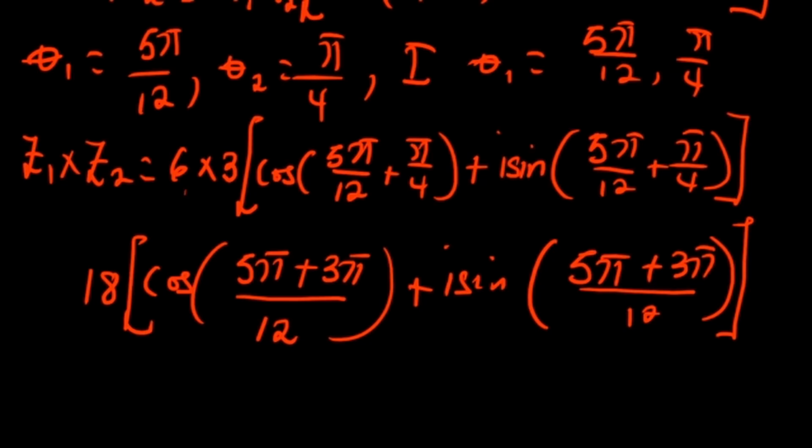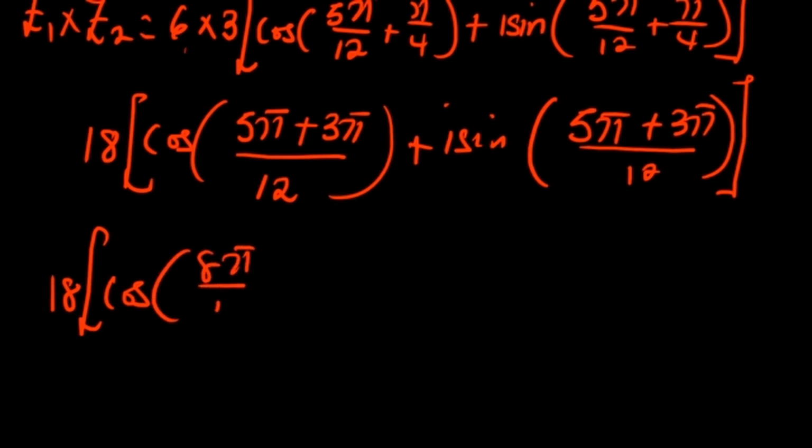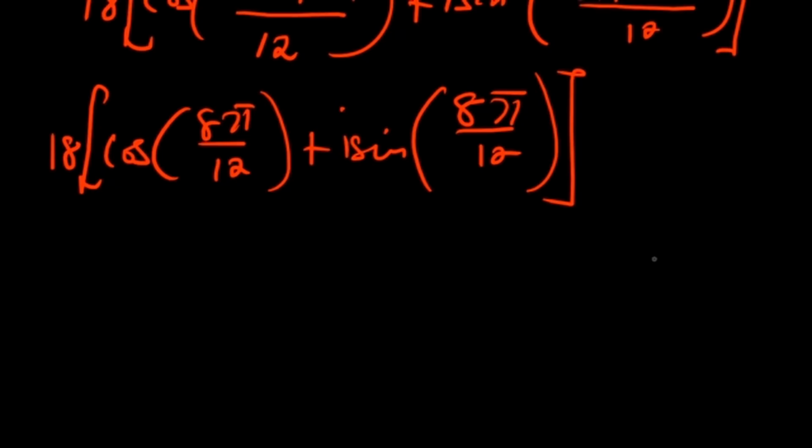Now let's go ahead and add them together. Here we have 18, open bracket, cos 5 pi plus 3 pi would give us 8 pi over 12. And then plus I sine, open bracket, the same thing applies, 8 pi over 12. And then we can close the brackets. So when they say express it in the form of a plus bi, they're basically asking you to remove these arguments. They don't want to see them again. And these trig functions. I'll show you how to do that.